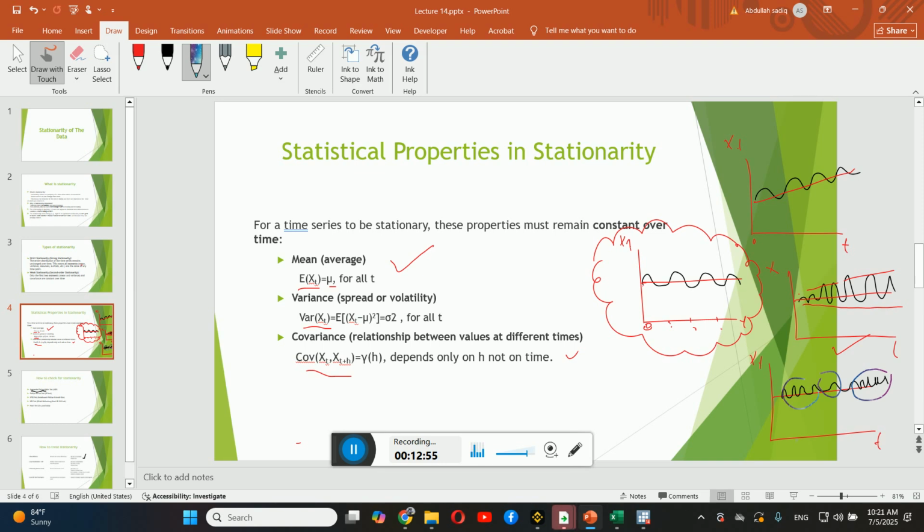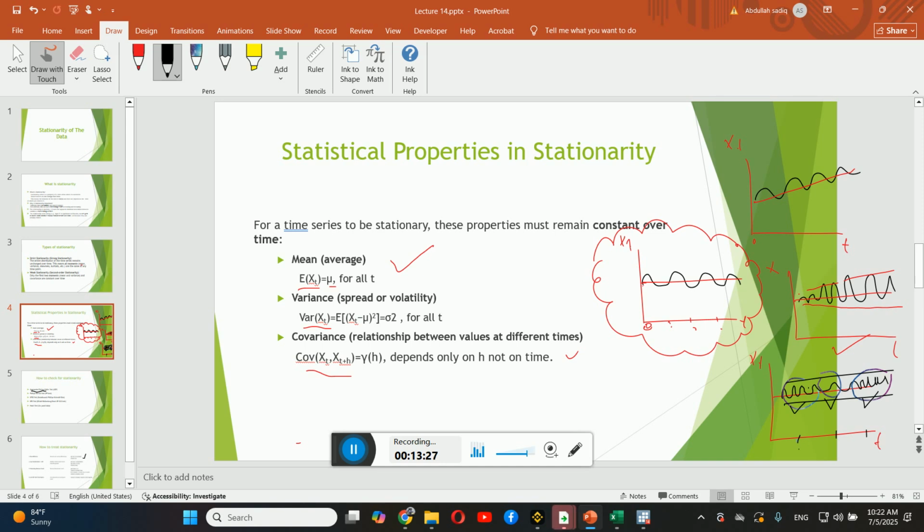So in this time period the covariance is one value, in this time period another, and in this time period another. Although the variance is the same, meaning it is not fluctuating, the spread around the central point is the same. But the covariance, the dependence of xt over xt minus 1, is one way here, another way here, and different here. So in this situation, the covariance property is missing.